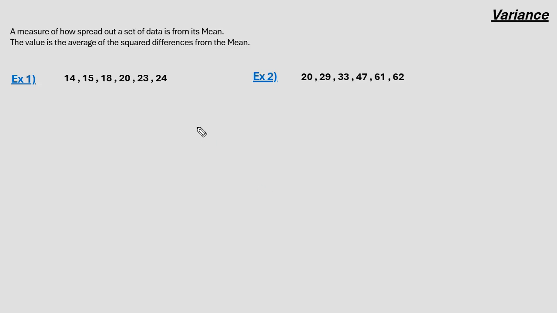The variance value of a set of data is a measure of how spread out that set of data is from its mean value. Here we can look at two different examples of a set of 6 numbers where we work out the variance. Example 1 has 6 numbers that are quite close together, whereas example 2 has 6 numbers that are quite a lot more spread out. The first thing to do is to work out the mean values.